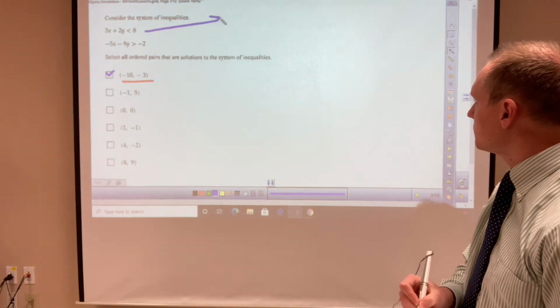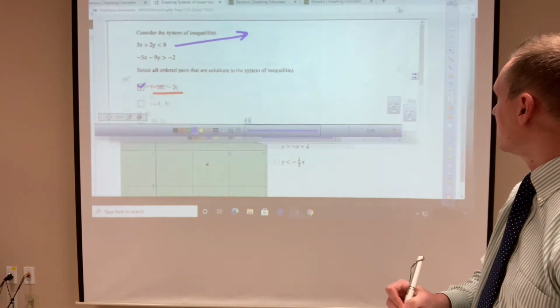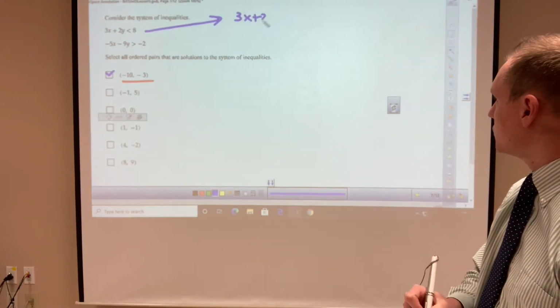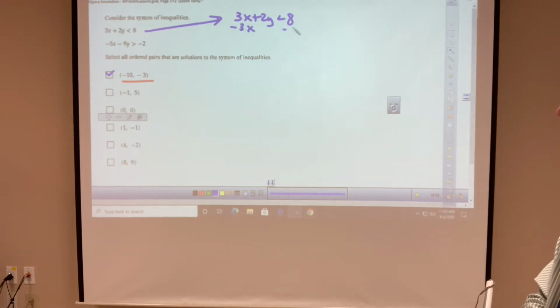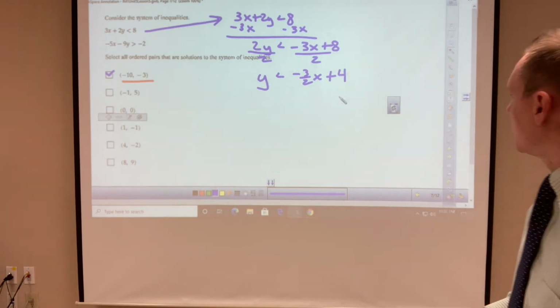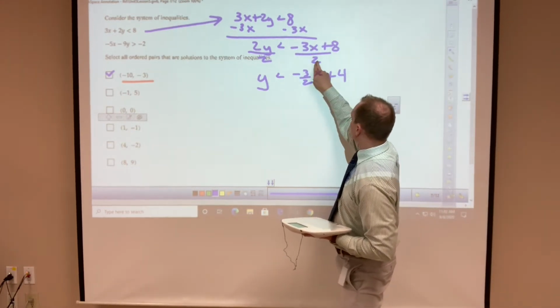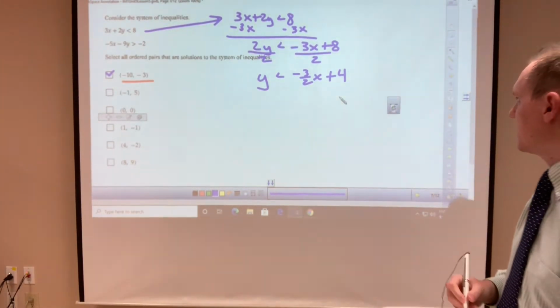So in this first one, we're going to have 3x plus 2y is less than 8. Let's solve for y. If we subtract 3x from both sides, that's going to give us 2y is less than -3x plus 8. Let's divide by 2. So y is less than -3/2 x plus 8 divided by 2 is 4. Again, we're dividing both terms by 2. It just so happens that 3 is not divisible by 2, but 8 is.